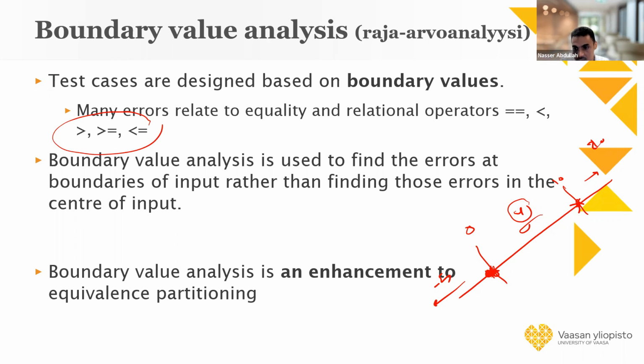Here you also have to check the boundaries of these operations. For example, if it's equal, you also have to check the number before and the number after. If x equals 10, we will not test only 10. We will test 10, 9, and 11, because maybe the error will come from these boundaries. This is the difference, and it is an enhancement of the equivalent partitions.